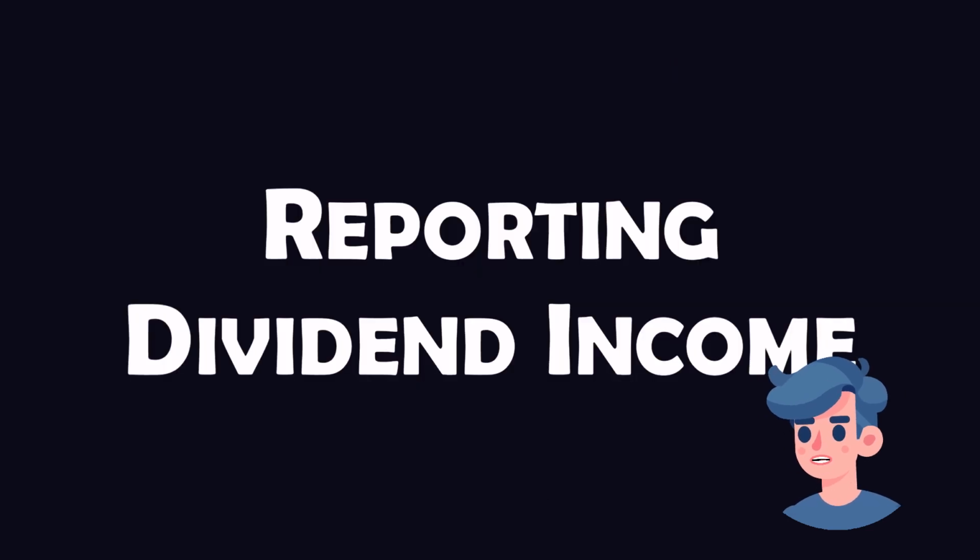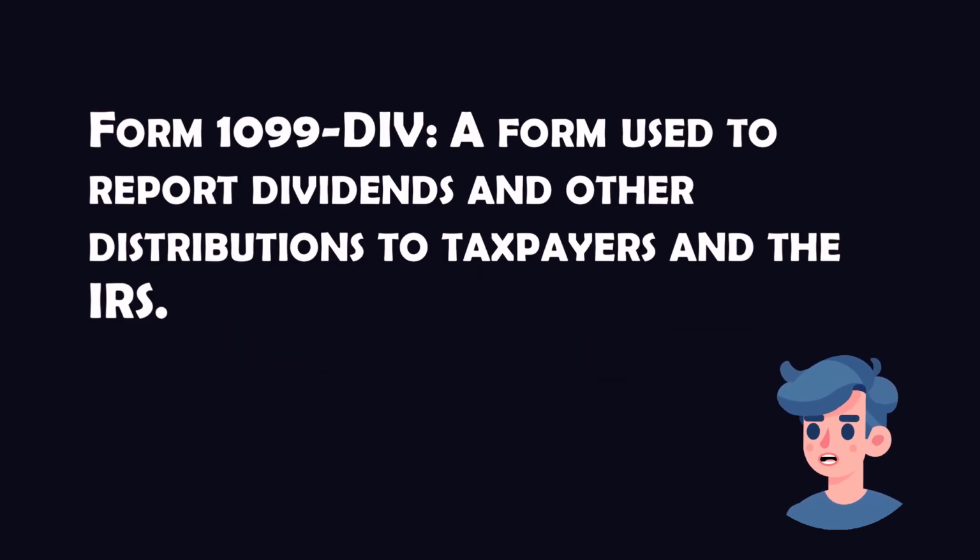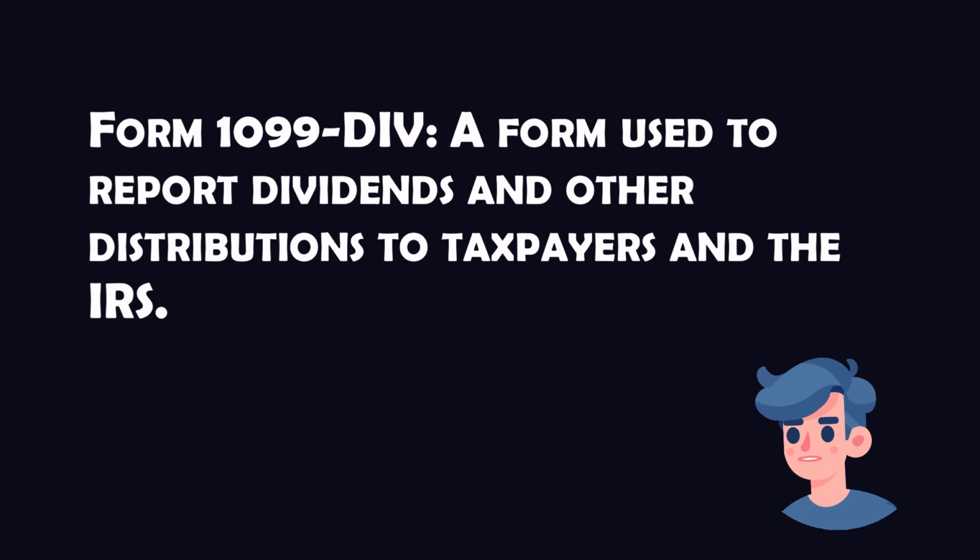A common question is, how do I report dividend income on my tax return? In the US, you will receive a Form 1099-DIV from any institution where you have dividend-paying investments. This form details the amount of dividends you received and must be included when you file your taxes.